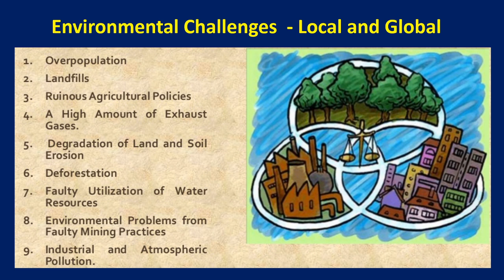Then, seventh point is faulty utilization of water resources. We are very bad managers of water. To quote a simple example, anytime you get into your restrooms, you will find many places where taps are kept open. That is a simple micro example I'm giving. Probably if you magnify it at a global level, we are managing the water resources in a very poor manner.